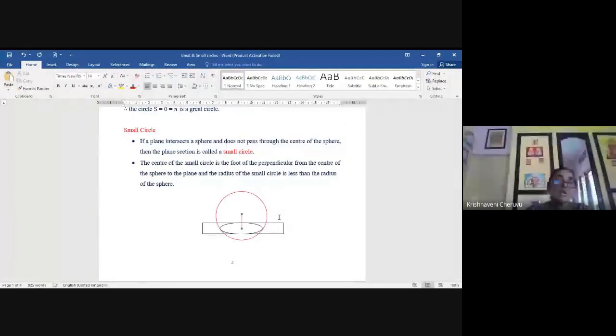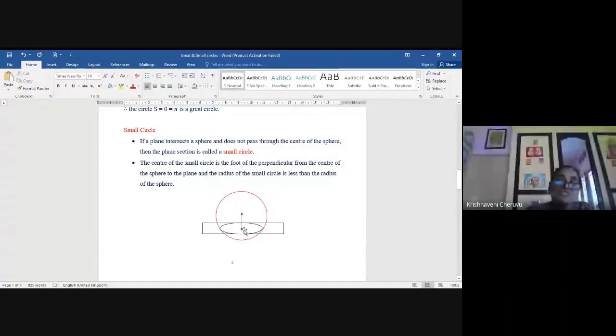Now see here we have a sphere and we have a plane. A sphere and plane, they are intersecting. So the plane section of the sphere is a circle. That circle is either a great circle or a small circle. If you see here in this picture, the center of the sphere is not lying on the plane. That is why it is not a great circle. It is a small circle. Also, another property of small circle is the center of the circle is different from the center of the sphere.